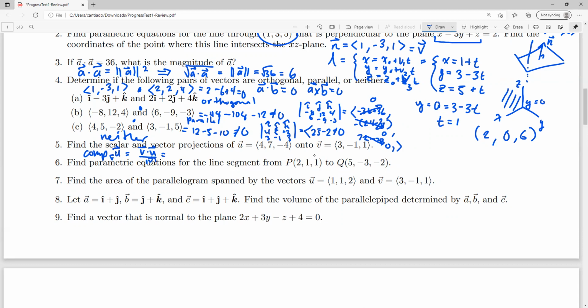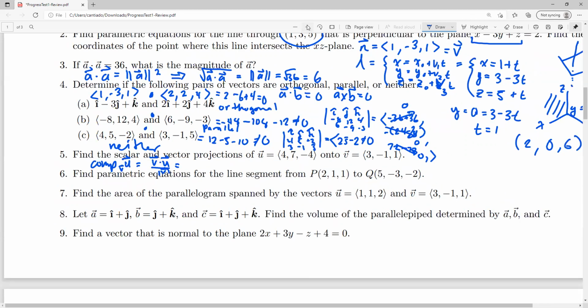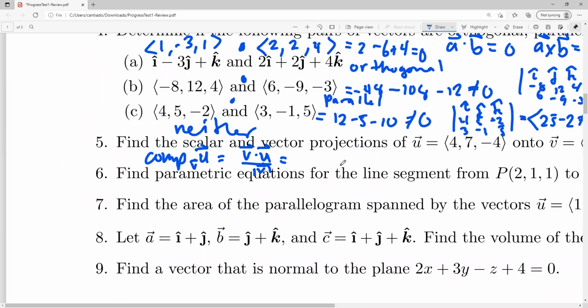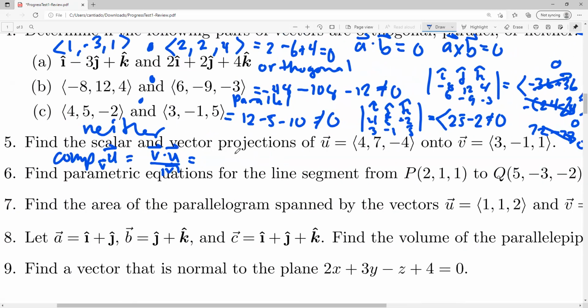It's running out of space a little. Let me see if I can zoom in a bit. There we are. Should be able to, there we are. So it's the dot product of the two vectors over the magnitude of this smaller vector v, what you're taking the projection onto, right?